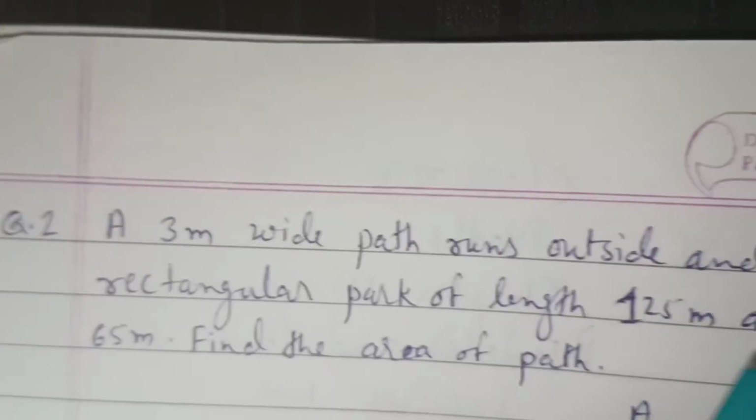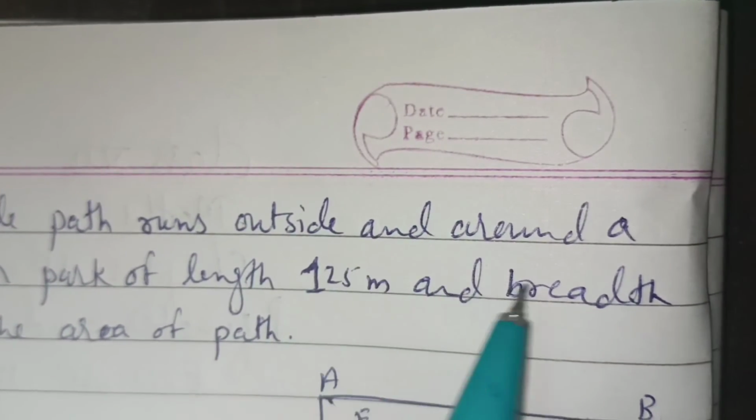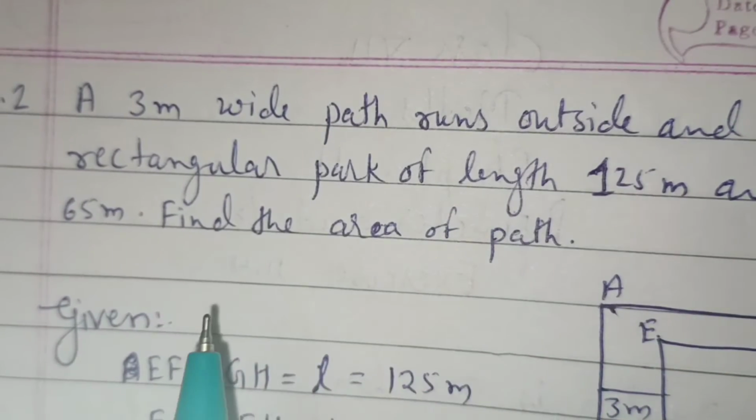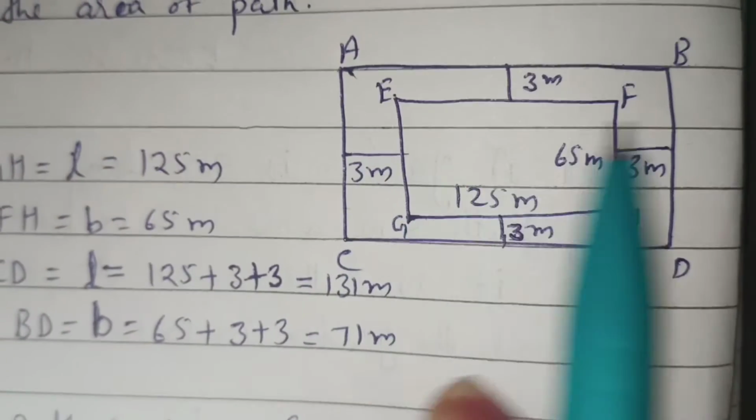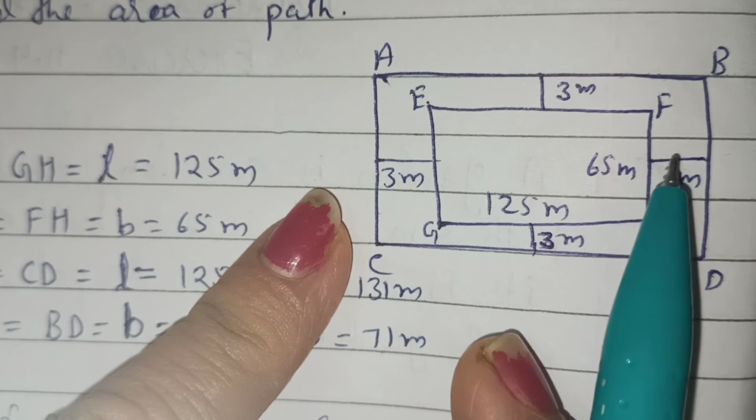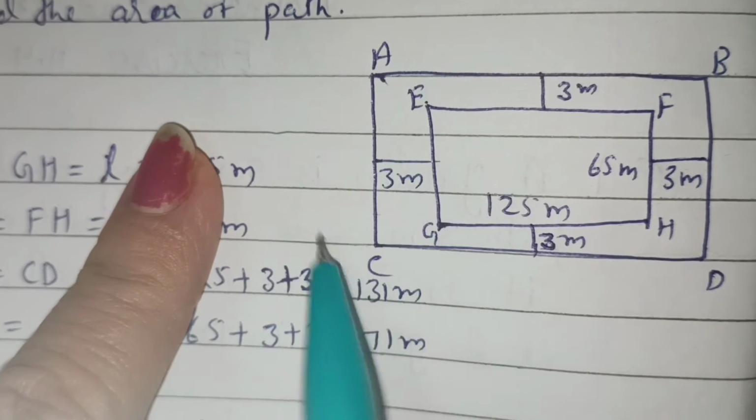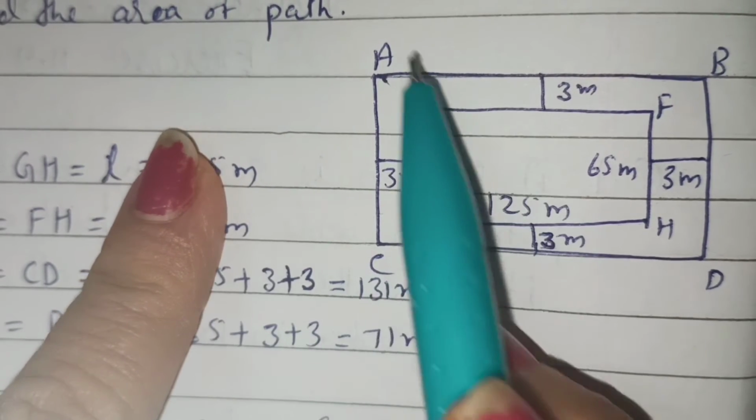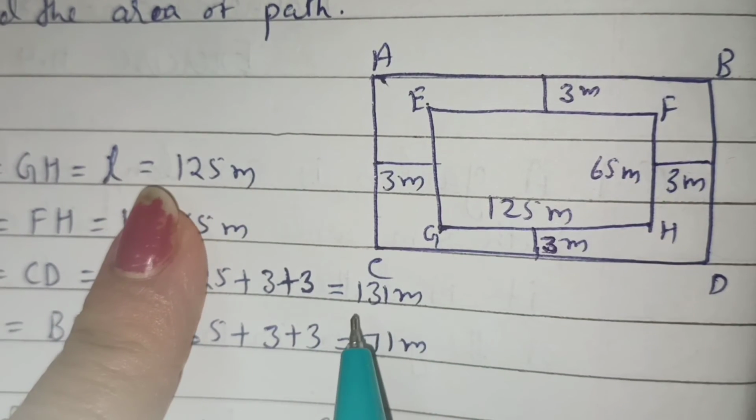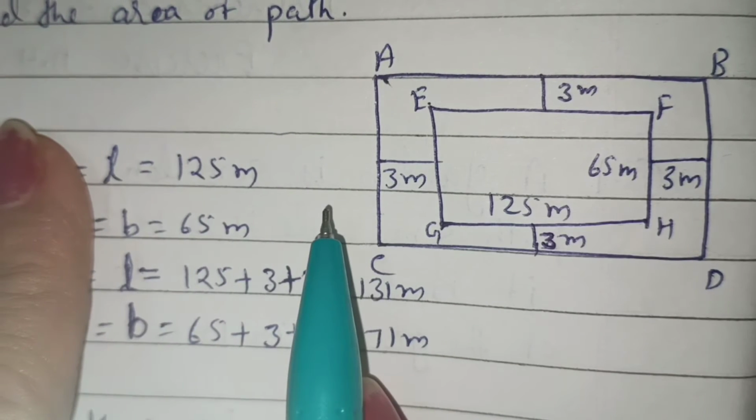In question number 2, what is given? See, a 3 meter wide path runs outside and around a rectangular park of length 125 meter and breadth 65 meter. Find the area of path. See this figure. Here this EFGH is a garden. Here 125 is length and 65 is breadth, and a 3 meter broad path surrounds this rectangle. So 3 meter is the width of this path, and this is ABCD. When we get AB, it is 125 plus 3.